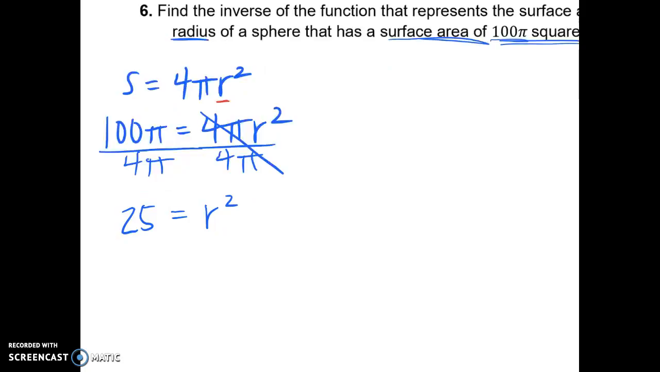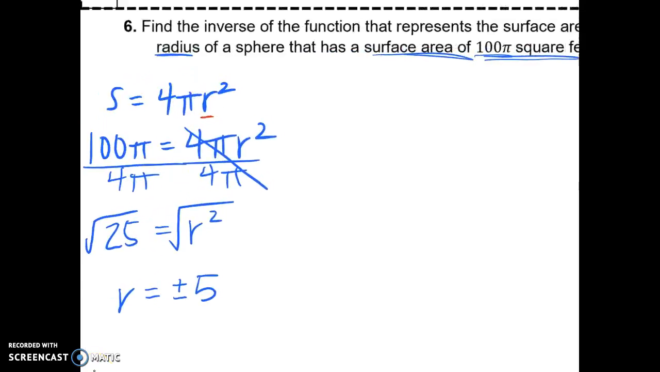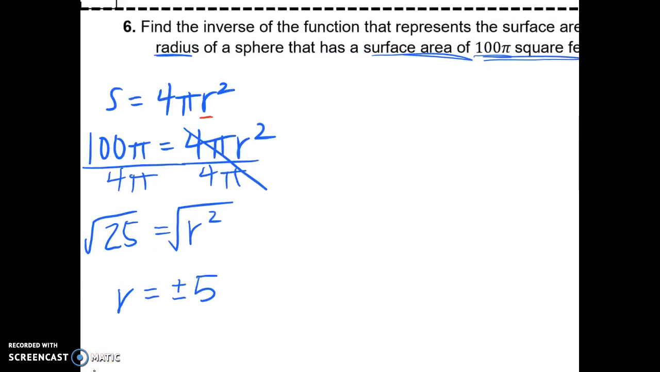Now to get rid of this r squared, we need to take the square root of both sides, because remember, square root and squared are opposites. So now we get r is equal to 5. I want you to remember, when we have an even index, which this is 2, we're going to have a plus and a minus solution, right? But this time, since we are talking about area and radius and feet, there's no way that we can get negative areas and measurements. So here we just automatically take the positive answer.